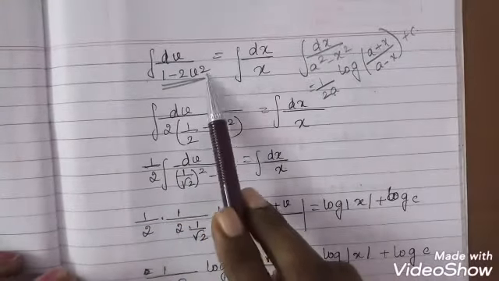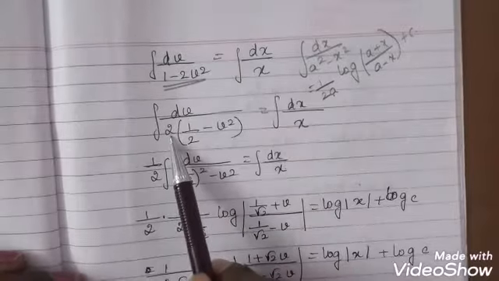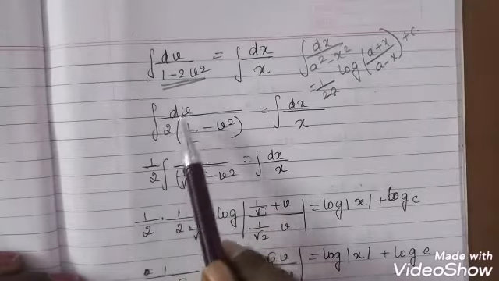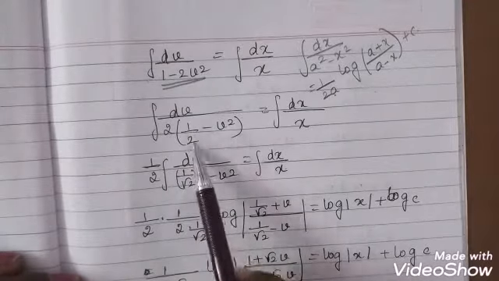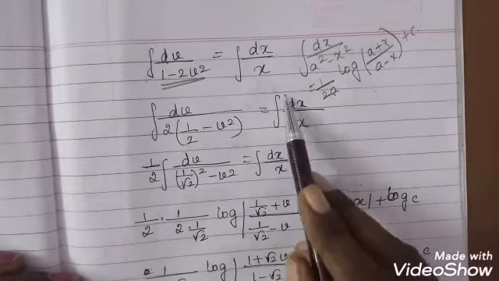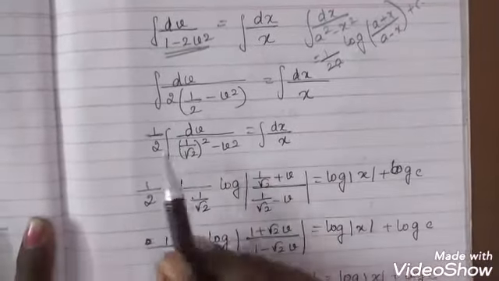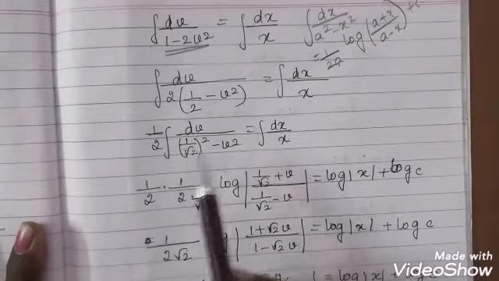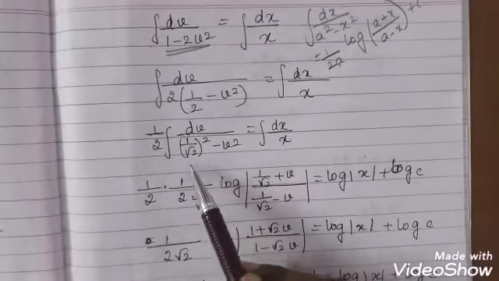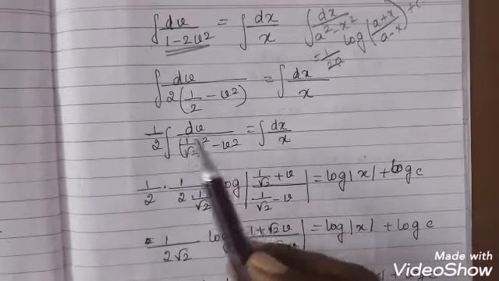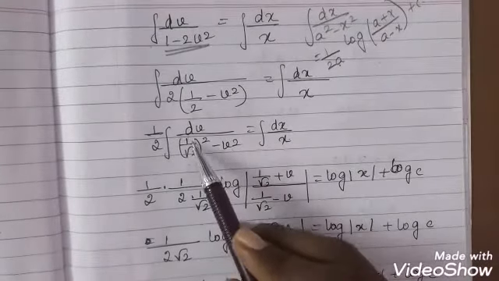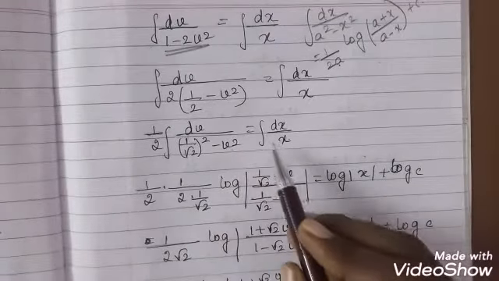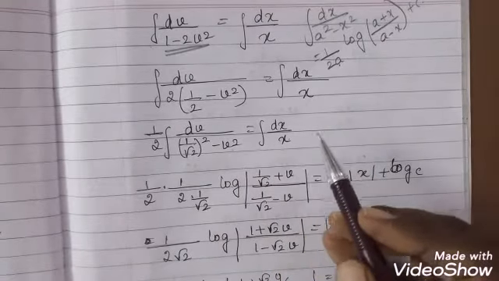That is, the coefficient of v squared must be 1. So I've taken 2 outside here. Integral of dv divided by 2 into (1 by 2 minus v squared) is equal to integral of dx divided by x. So you have it as 1 by 2 into integral of dv divided by (1 by root 2) the whole squared minus v squared, because this can be written as (1 by root 2) the whole squared minus v squared, which is equal to integral of dx by x.